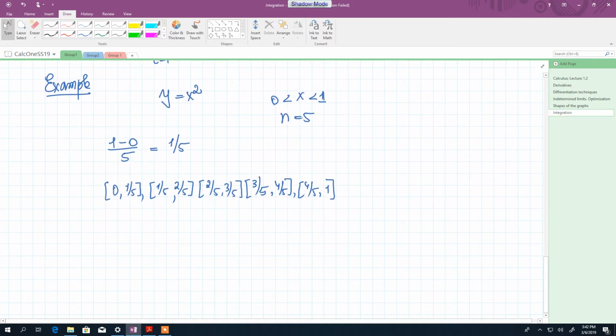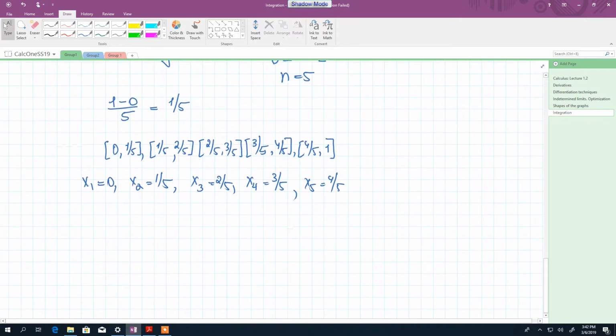The left one will be like this. So I need to choose x1 to be equal to 0, x2 to be equal to 1 over 5, x3 is equal to 2 over 5, x4 is equal to 3 over 5, x5 is equal to 4 over 5. Right? I chose the left endpoints.